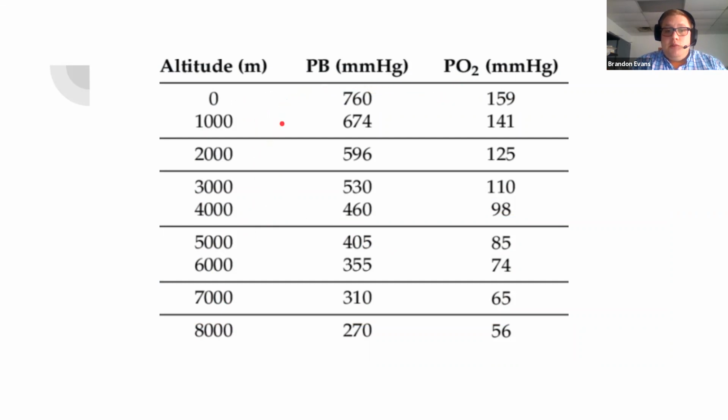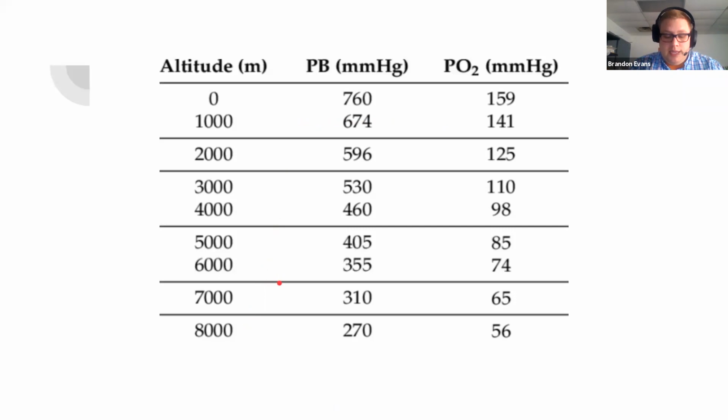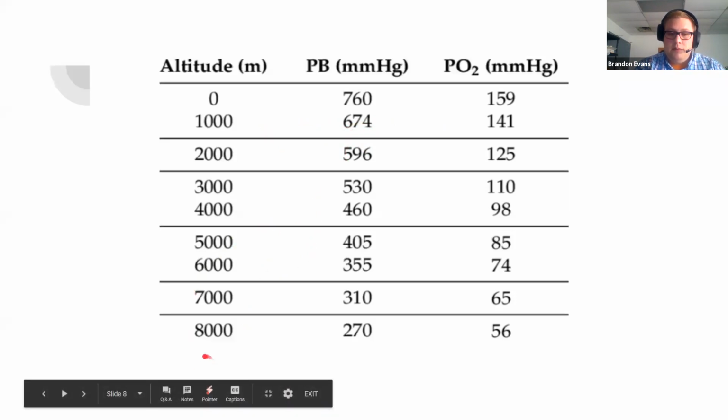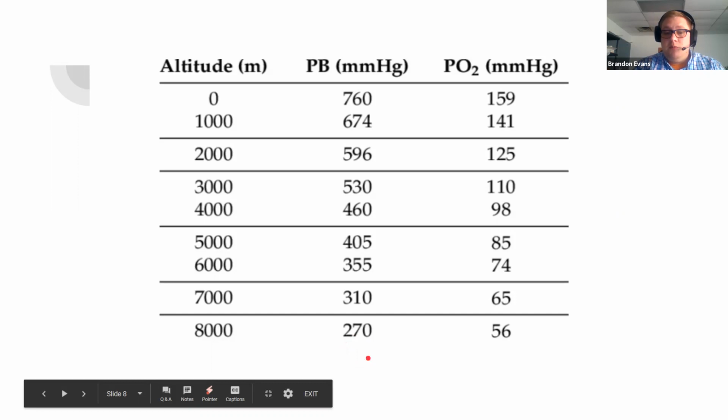As we increase in altitude, our barometric pressure drops, and our PaO2, the partial pressure that's exerted by oxygen, will also drop. So as we increase, the partial pressure will decrease as well on those gases. Just for example, Denver is about 1,600 meters above sea level. So they're going to be falling right in here, probably about that 630 range in their barometric pressure. Now Everest is on the opposite end of the scale, almost 9,000 meters above sea level. So their barometric pressure is going to be significantly less.